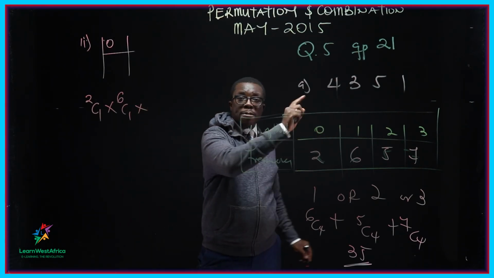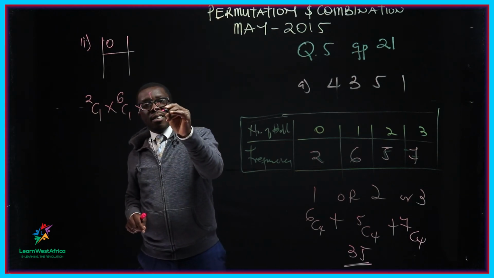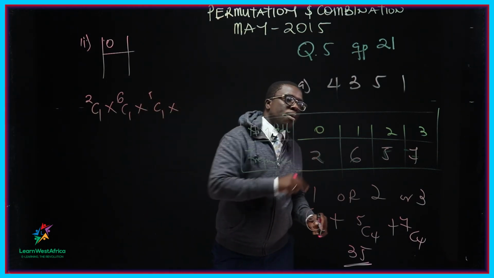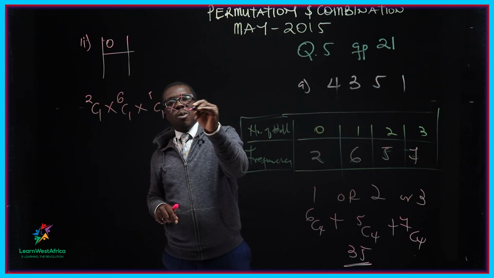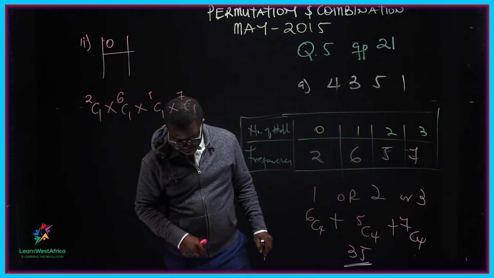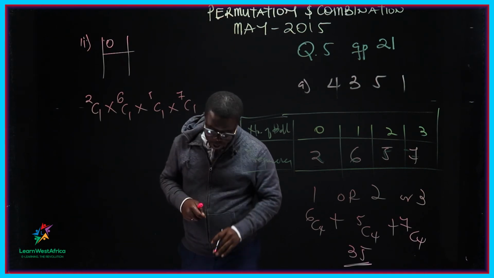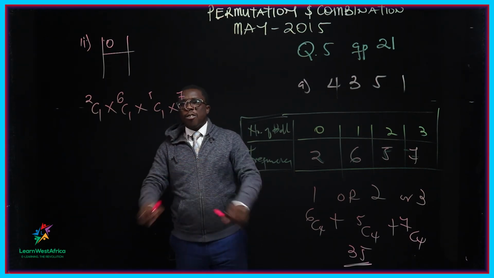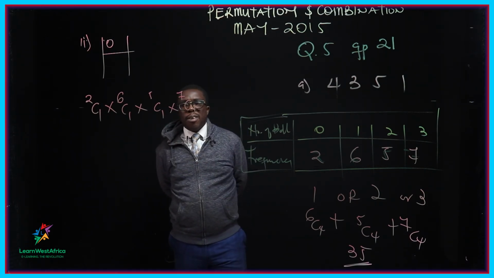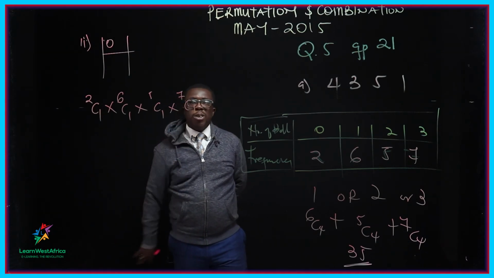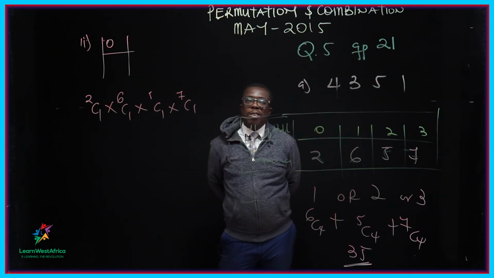And 5, we choose 1. And 7, out of the 7 balls, we choose 1. Okay? So that's okay for us. All the 4 balls should have that. So we just do our calculation, and that should give us our number.